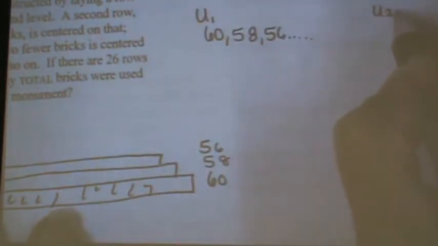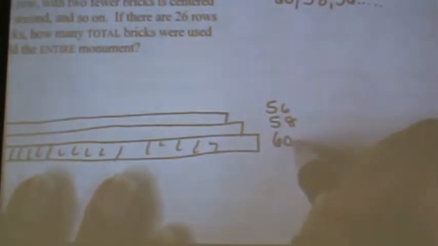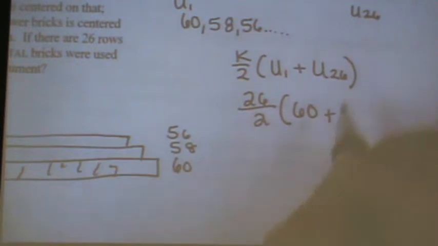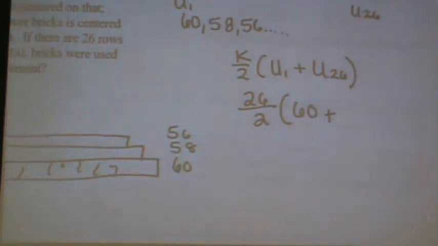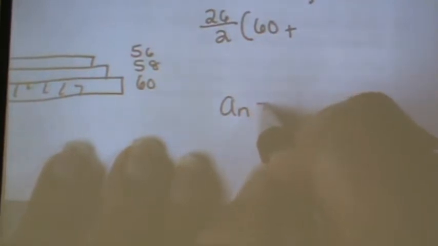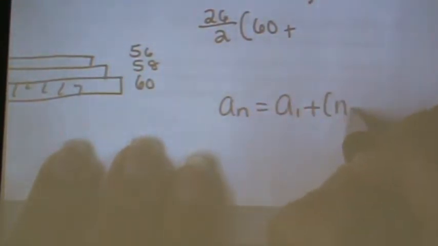There are how many rows to this monument? There's 26. If I want to add up all the bricks, do I have to sit there and figure out each row? No, I use this formula: K over 2 times the first term plus the 26th term. We're adding 26 rows, and I know the first term is 60. I just don't know the last row's bricks. I can keep subtracting 2, but that'll take me forever. I can whip out my arithmetic explicit formula, which is AN equals A1 plus N minus 1 times D.